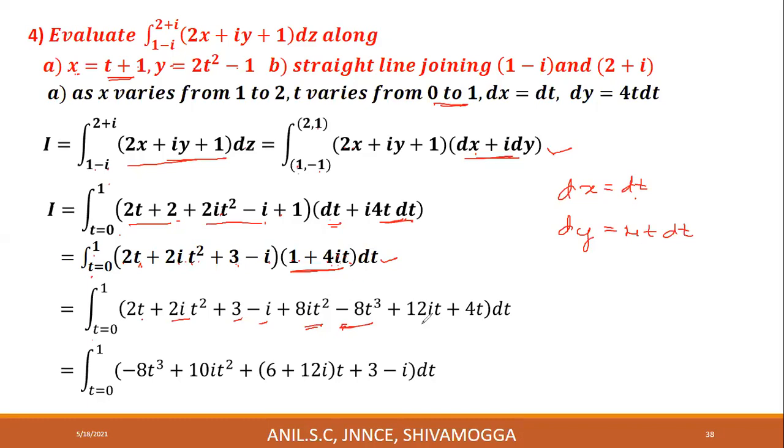4it into 3 is 12it. Next, 4it into minus i. i into minus i is minus i square, and minus i square is plus 1. 1 into 4t is 4t. Now just simplify this.